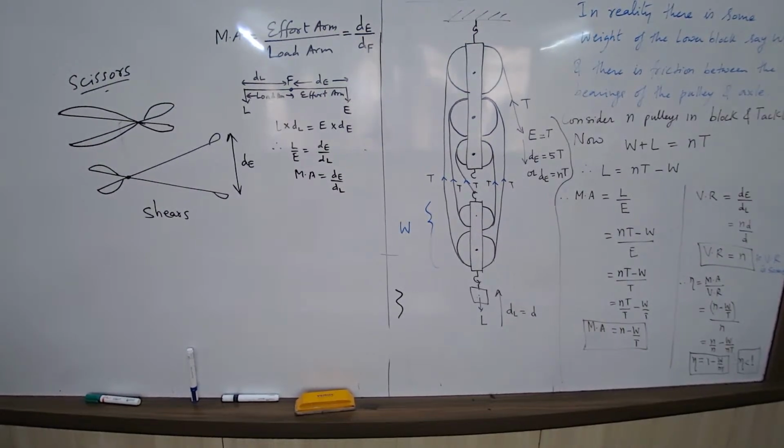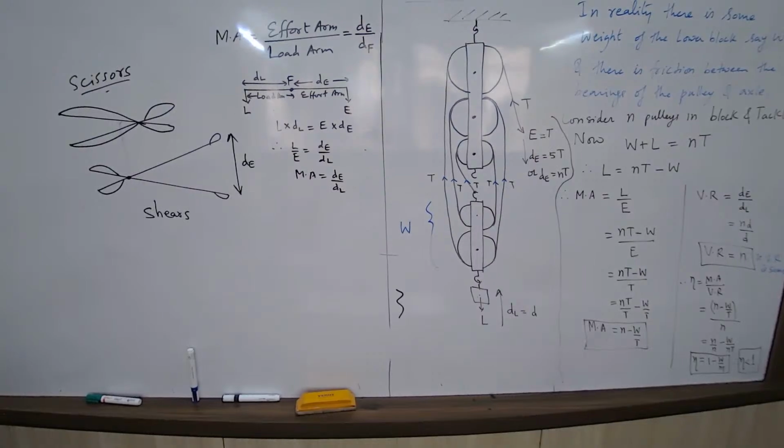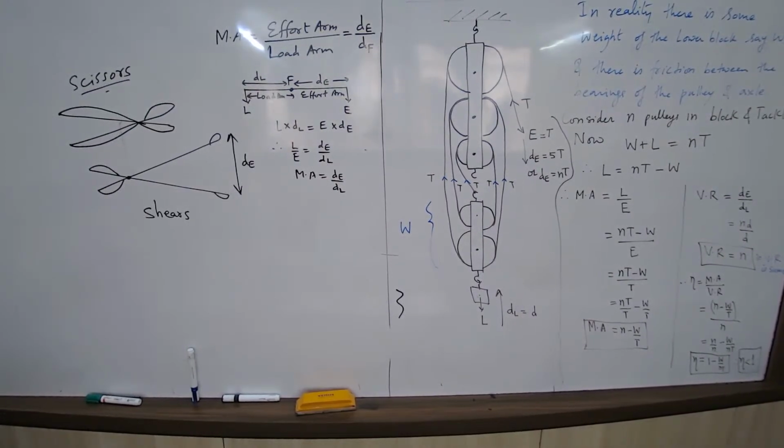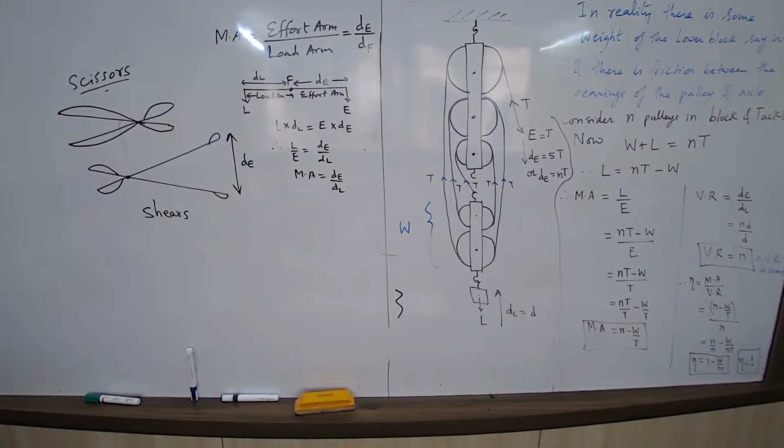Next, question 6. Define the terms mechanical advantage, velocity ratio, and efficiency as applied to a machine. Name the term that will not change for a given design. Derive the relationship between the three terms. So you have to derive the relation between efficiency, mechanical advantage, and velocity ratio. Efficiency equals MA upon VR. So that you have to derive.